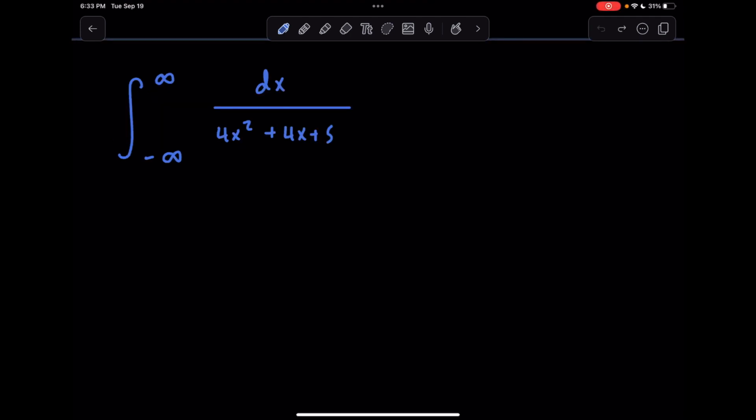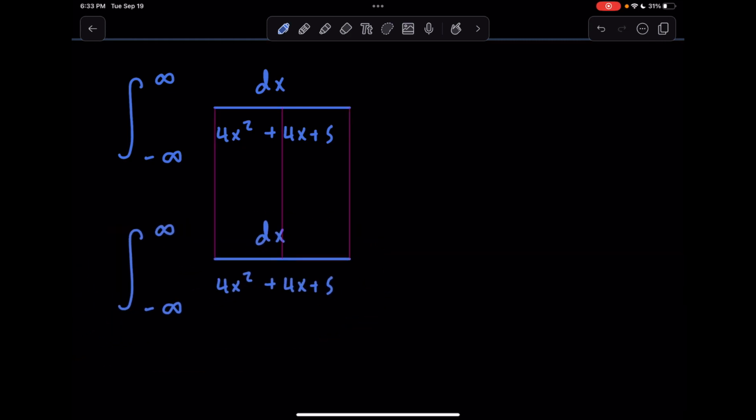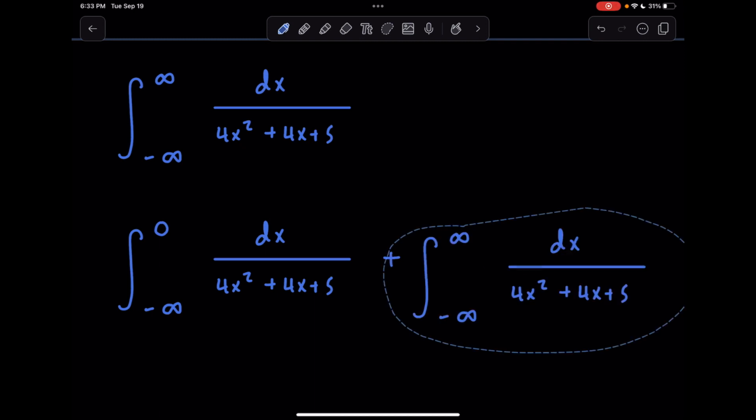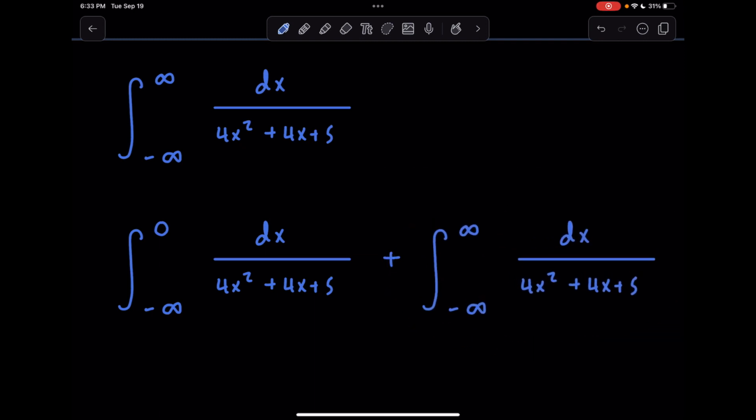Now let's look at the integral from negative infinity to infinity of dx over 4x squared plus 4x plus 5. Since this integral goes from negative infinity to positive infinity, we're going to have to split this into two different integrals. The first integral will go from negative infinity to a constant. To make the math simple, I'll make this 0. The second integral has to go from that same constant, so 0, to positive infinity.